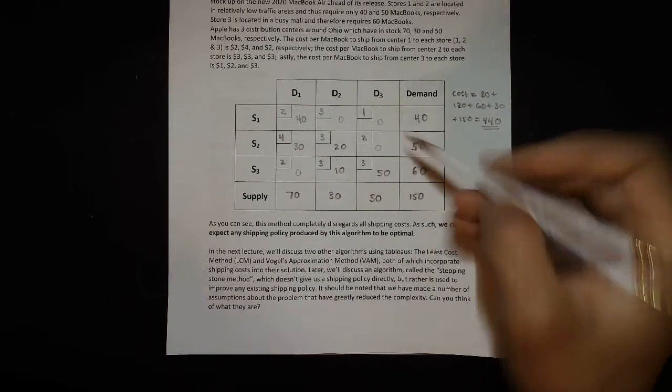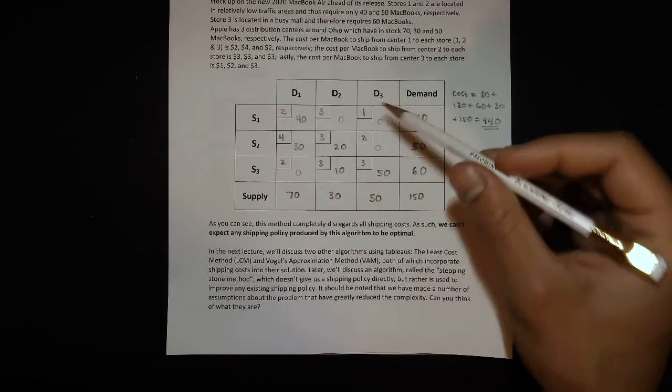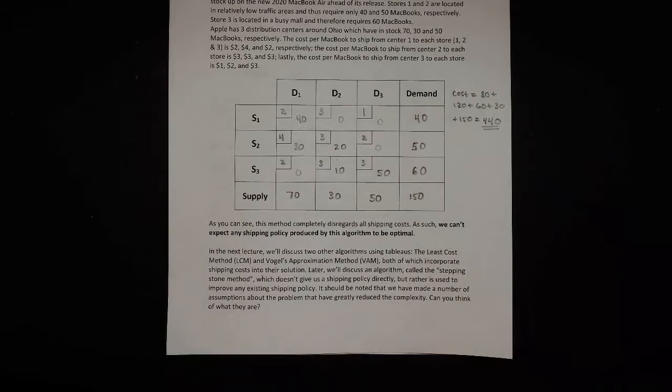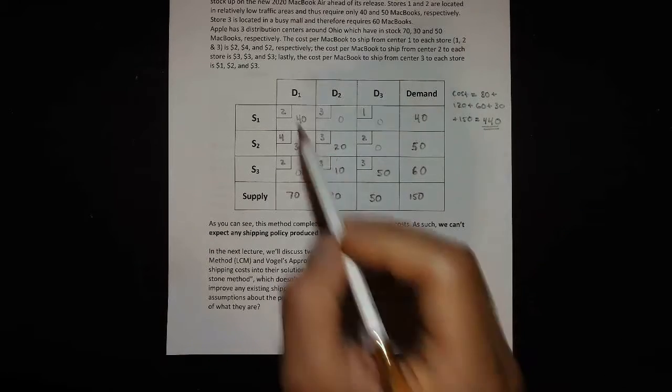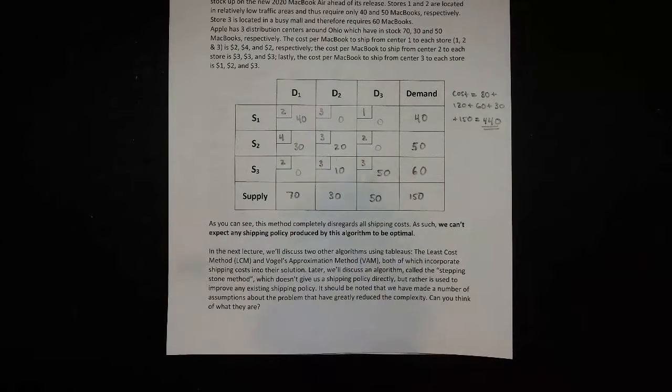All right, so for example, we might have wanted to send all of distribution center 3's MacBooks to store 1 because that's the cheapest cost that we have possible, right? But see, the virtue in the NorthWest corner method is just that it's a simple and cheap algorithm just to get a shipping policy up front, okay?